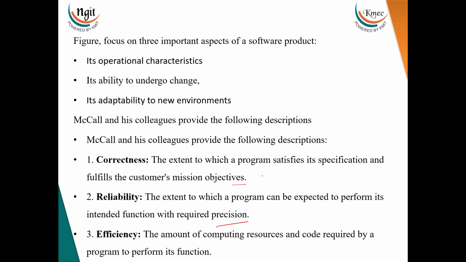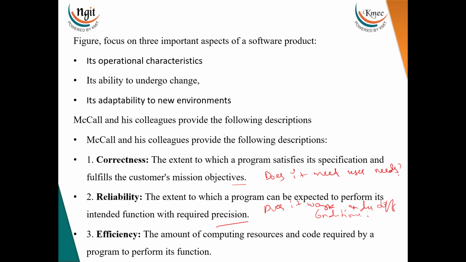Reliability is the extent to which a program can be expected to perform its intended function with required precision. So first one here, does it meet user needs? That's it. Next, reliability, the extent to which a program can be expected, which means does it work under different conditions.